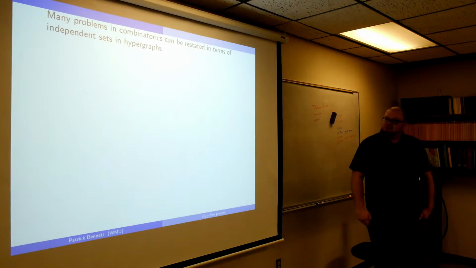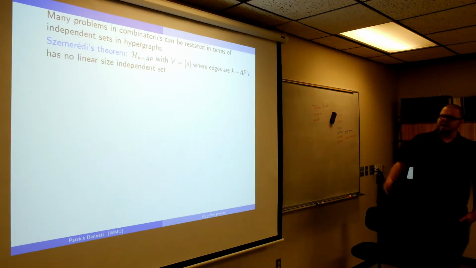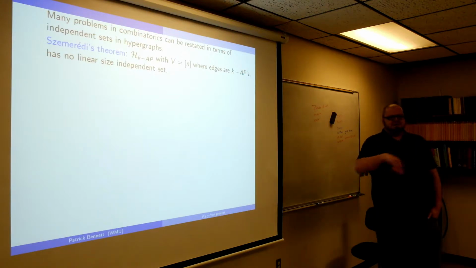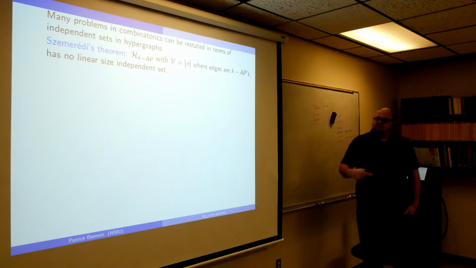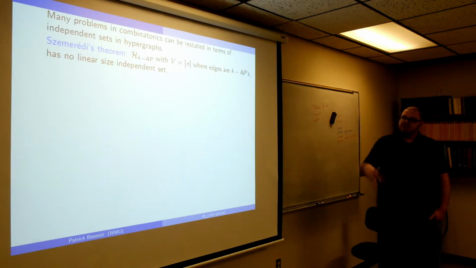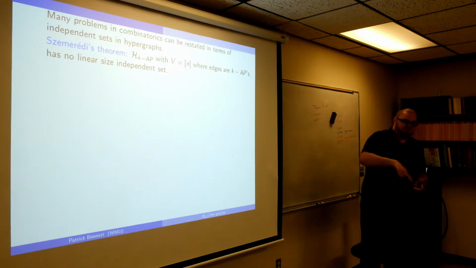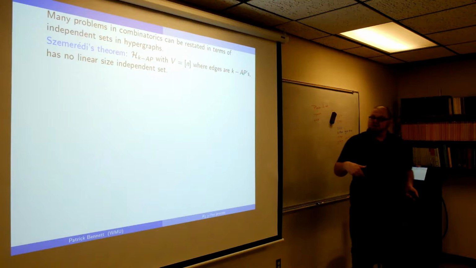Alright, so why am I talking about this? It's because a lot of problems in combinatorics can be stated in terms of independent sets in hypergraphs that we don't always necessarily think of that way. For example, Szemerédi's theorem, the theorem that says that if you have epsilon n numbers between 1 and n, then you have a k-term arithmetic progression. That can be stated as follows. Let H sub k-AP be the hypergraph whose vertex set is the numbers from 1 to n, and whose edges are all k-term arithmetic progressions. So this is a k-uniform hypergraph. And it's just saying that this hypergraph does not have a linear size independent set.